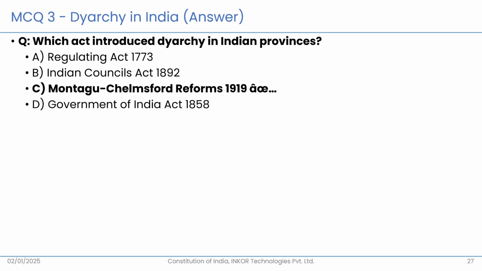The correct answer is C. Montagu-Chelmsford Reforms 1919. Checkmark. This reform introduced Dyarchy, a system where power was divided between elected Indian ministers and British officials.